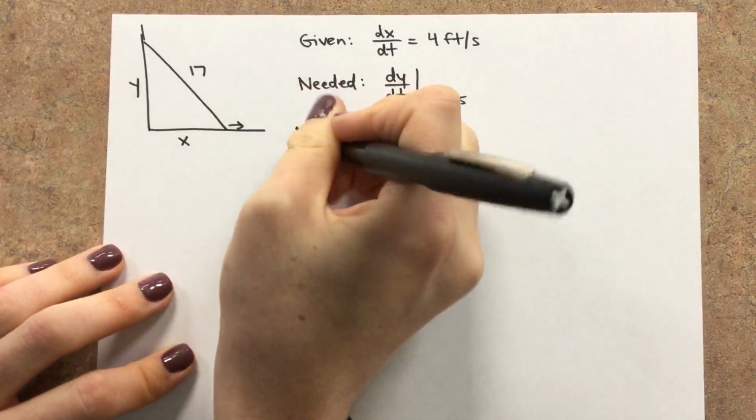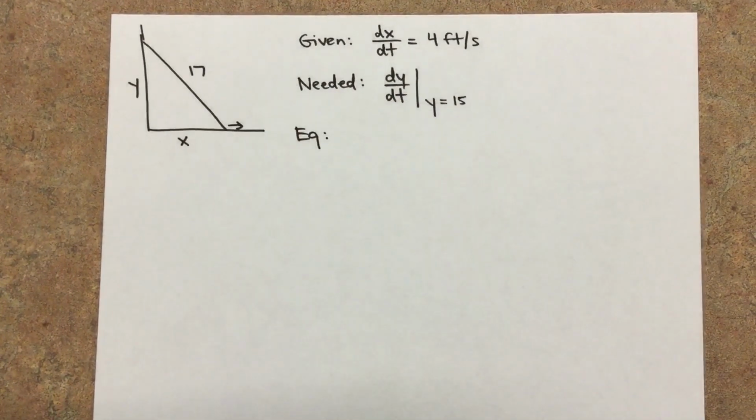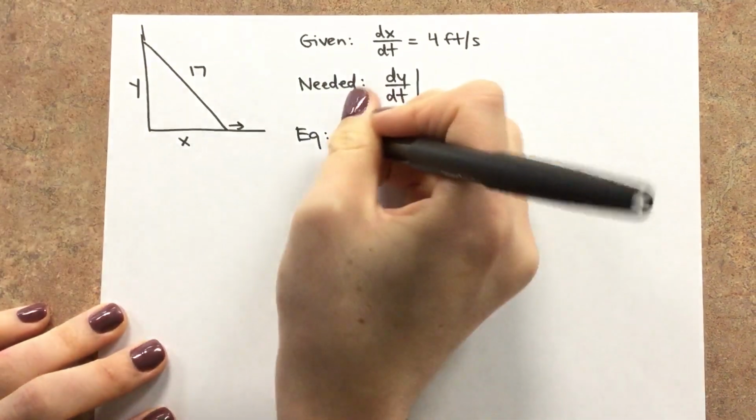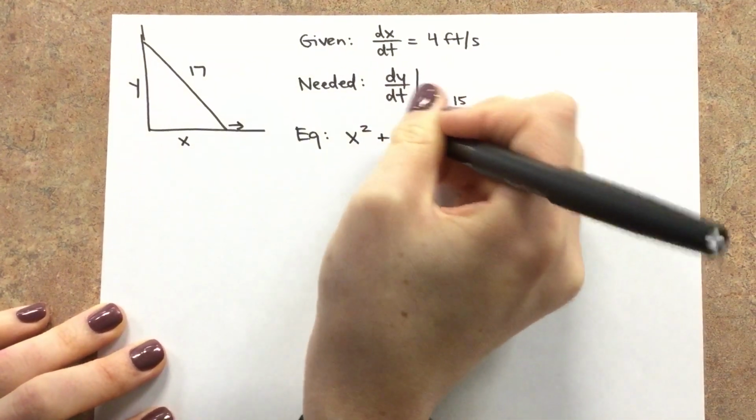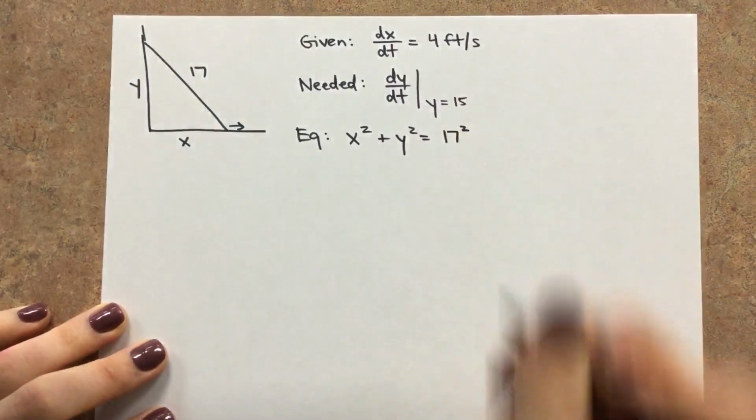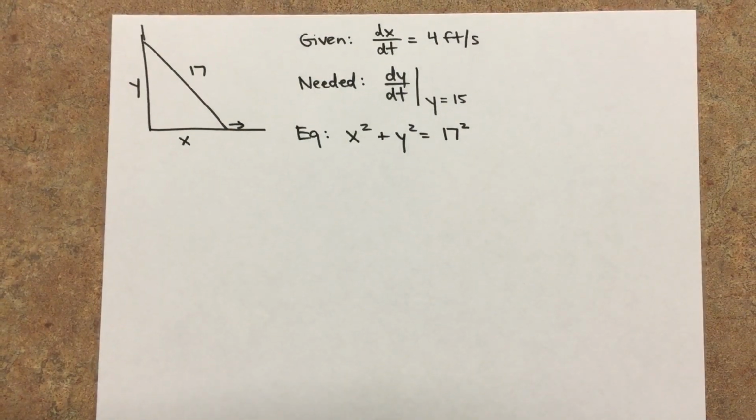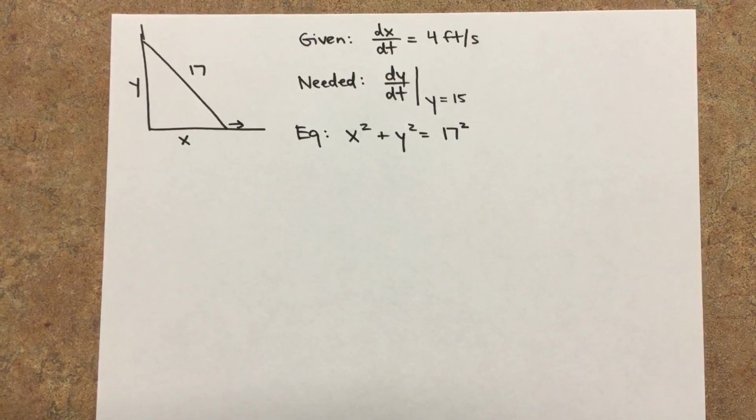Our equation that ties it all together is the Pythagorean theorem, which we use a lot of. So it's going to be x squared plus y squared equals, I get to use the 17 here because it's constant. It does not change as time changes. So I don't have to assign it a variable. I can just use that constant.